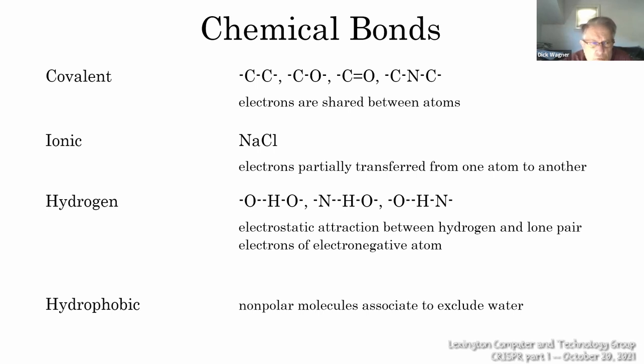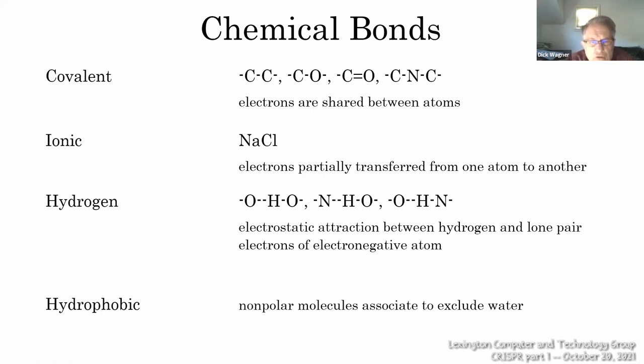The first one is the covalent bond. In covalent bonds, the electrons are shared between the atoms. For example, if you have a carbon-carbon bond, each atom shares one electron, so there are two electrons in this bond, okay? This bond is shown here. Usually it's shown with a single dash when you read the literature.